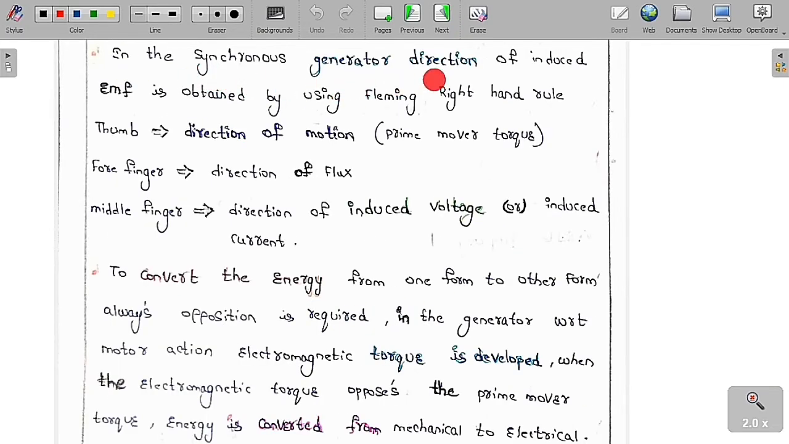In the synchronous generator, direction of induced EMF is obtained by using Fleming's right hand rule.